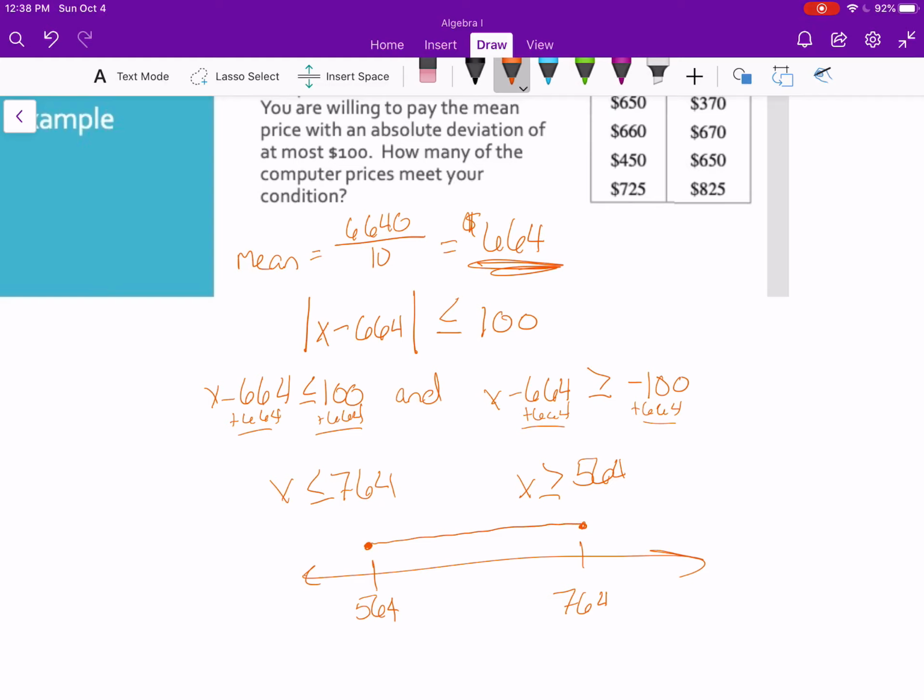Notice that you can do this a pretty intuitive way and say, oh, it's plus or minus 100. 664 plus or minus 100, that's okay too. Just know that you can write it using absolute values.